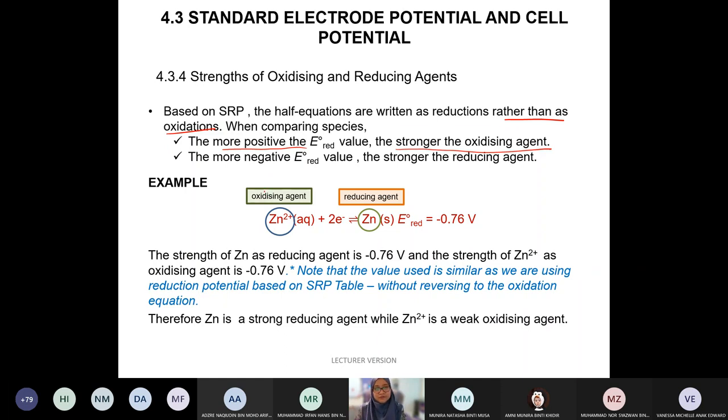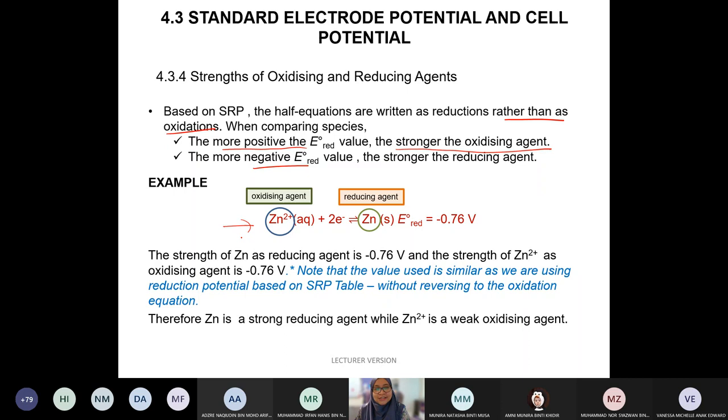Understand? The same goes for a negative value. The more negative the value, the more it tends to prefer oxidation over reduction. That's why its value is negative. If it prefers oxidation more than reduction, therefore it is the stronger reducing agent. So don't get confused there. Remember one thing: when you know it undergoes oxidation, automatically it becomes a reducing agent. But be careful, guys, be careful.